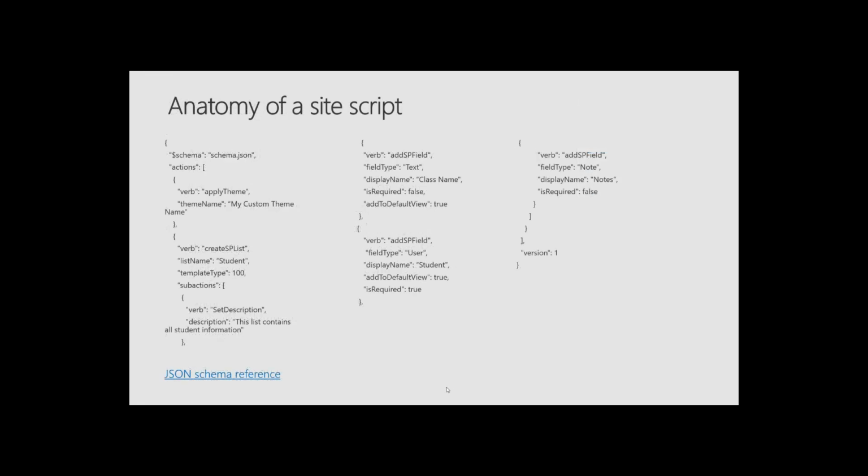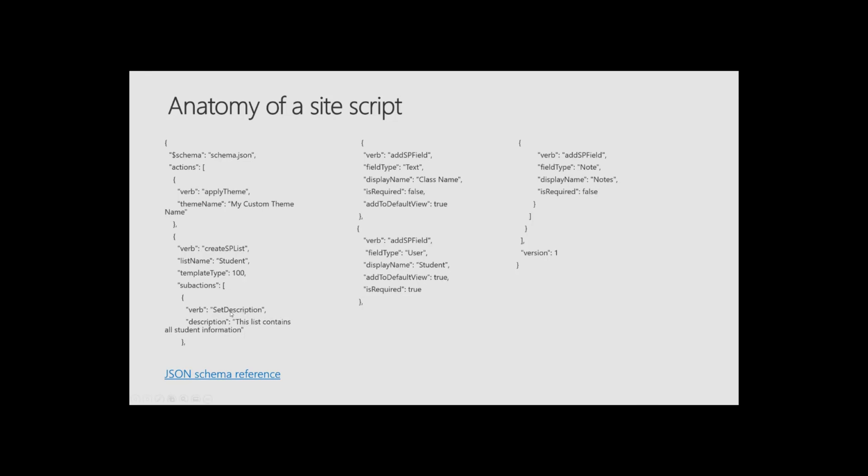This is a sample annotation of a site script. For example, I am applying here. The verb is the action, what I'm trying to do. I am applying, for example, a theme. The theme name is my custom theme name. The next verb, I am creating a SharePoint list. The list name is student. The template type is 100, which means it's a custom list.